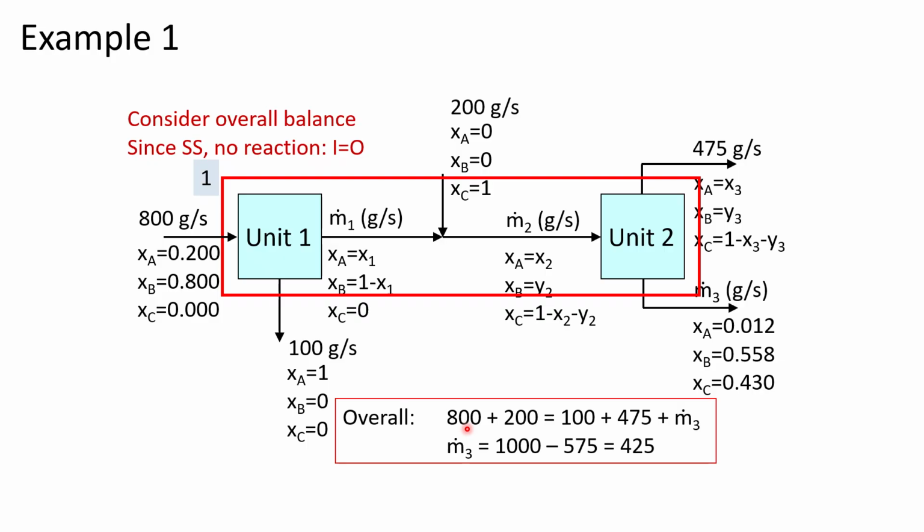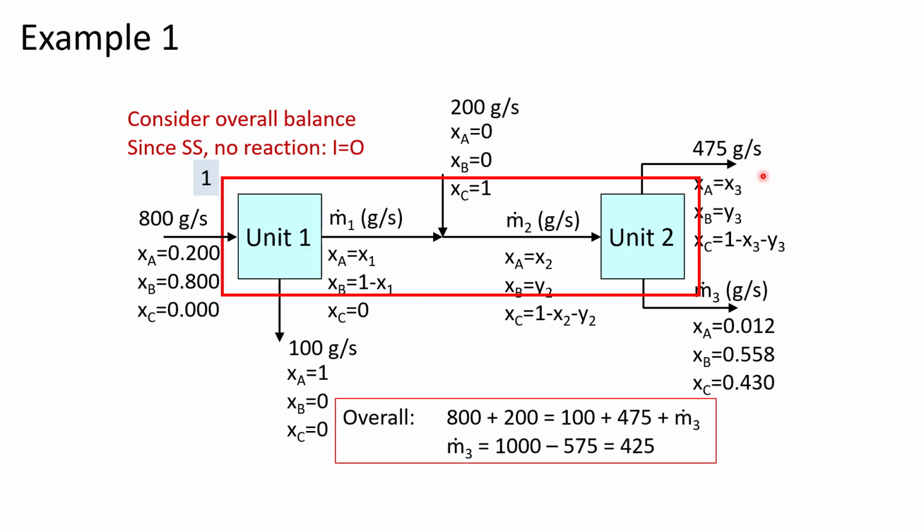Now we've identified all the inputs and outputs, and we've written them into the overall mass balance here. On the left-hand side of the equals, we summed up the inputs. On the right-hand side, we summed up the outputs. And this turns out to be an equation we can solve for m dot 3. If you rearrange this, simply add 800 and 200 together to get 1,000, and subtract off 475 plus 100, which is 575. We find that the flow rate m dot 3 is 425 grams per second. So we're on our way.